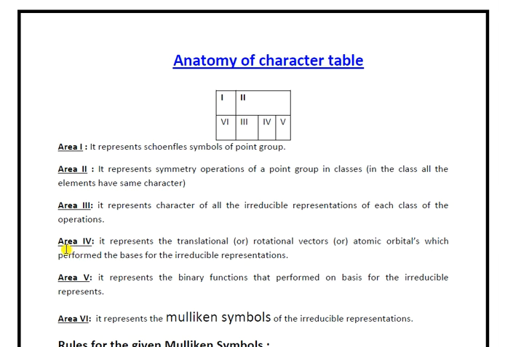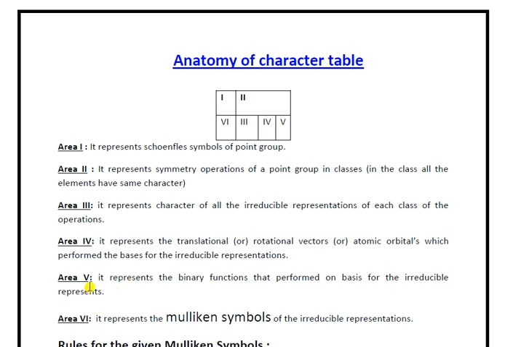Next, coming to region 4, it represents the translational or rotational vectors or atomic orbitals which form the basis of the irreducible representations. And also in this region 4 the IR property can be explained. IR active or IR inactive can also be explained by these functions.